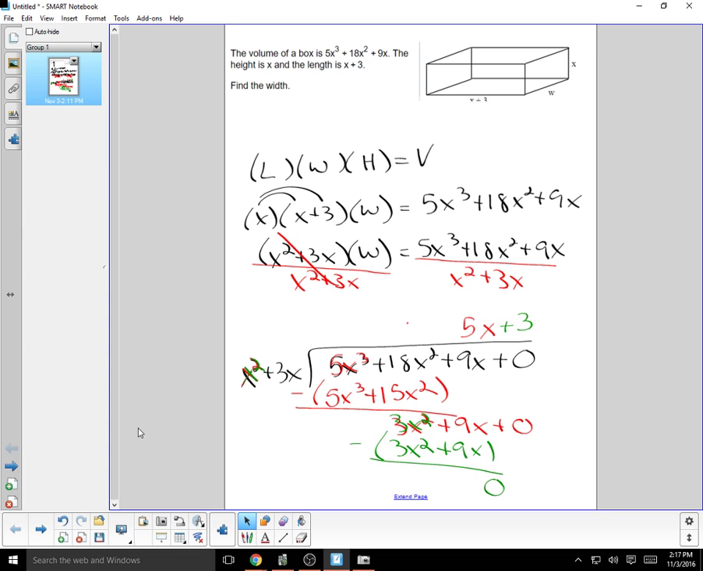Now, if you want to check it, you can just use your inverse operation. Remember, everything undoes itself. So if I take this quotient and plug it in for w, and I distribute this out, what should I get? I should get this volume. Make sense?